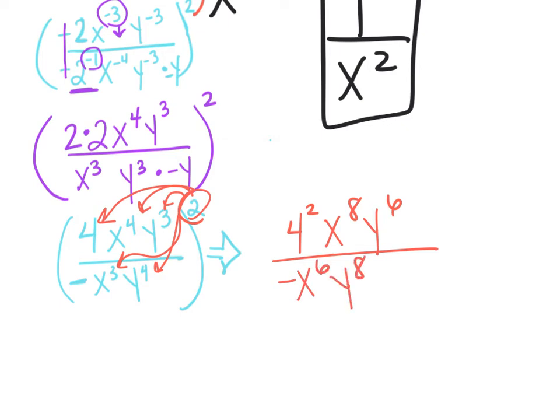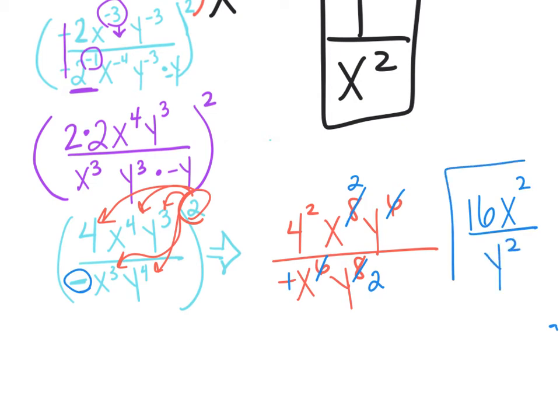Okay, and I can cross cancel. So I get a 2 on top, a 2 on the denominator, and my answer is going to actually be positive because this negative times a negative will be a positive. So I get 16x squared all over y squared, and that's my answer.